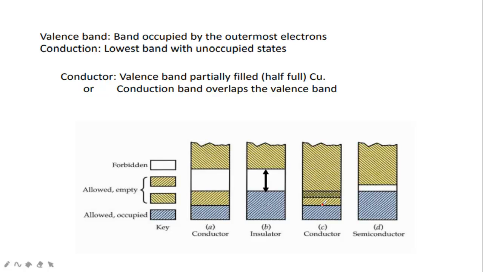This is the conductor. Again, you can see there is no energy gap, and this is semiconductor because there is very less energy gap in between. So now you guys know the basics.